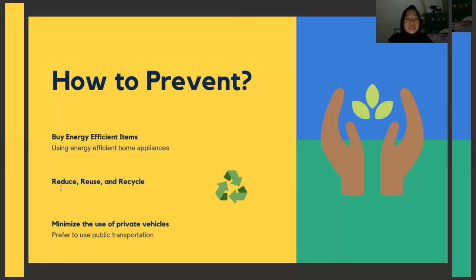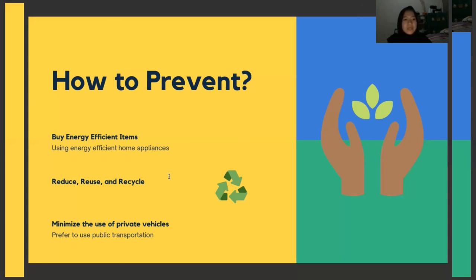And the next is reduce, reuse, and recycle. What is reduce? Reduce is the activity of using packaging products, especially plastic, to a minimum usage. And the next, reuse, is the step of reusing objects such as plastic bags or plastic bottles. Meanwhile, recycle is an activity to recycle items that are no longer used to become useful again.